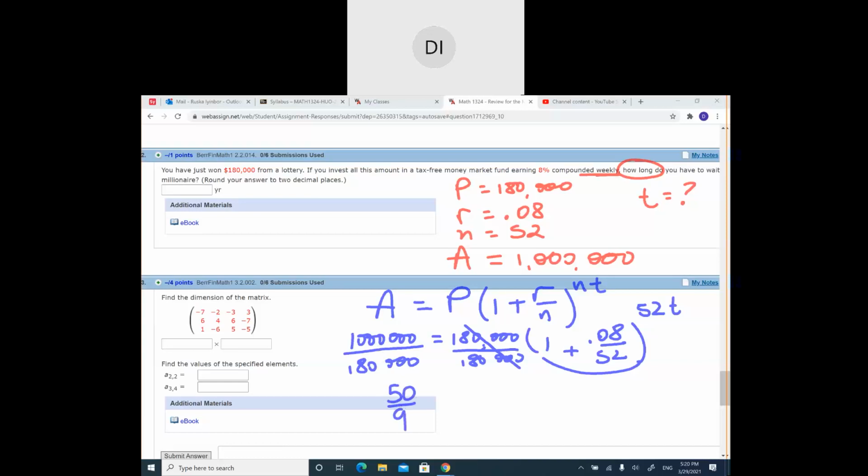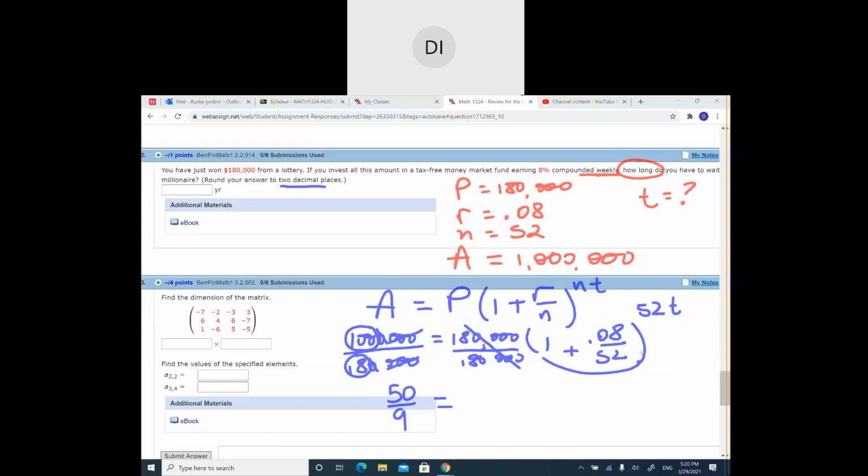How do I get 50 over 9? I cross out 3 zeros and 3 zeros up, 1 more 0 and 1 more 0, and I get 100 over 18. Now, I can divide by 2 up and down. So when I divide 100 by 2 is 50, and when I divide 18 by 2 is going to be 9. I'm going to keep it as a fraction because I want to get as precise as possible, okay? Because it says round to 2 decimal places. So this is what I get equals.